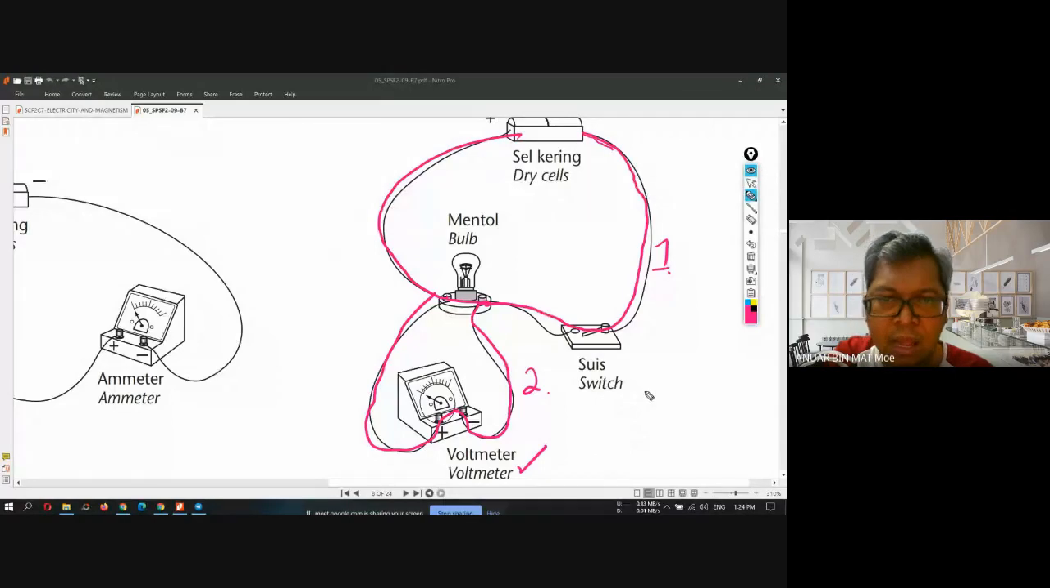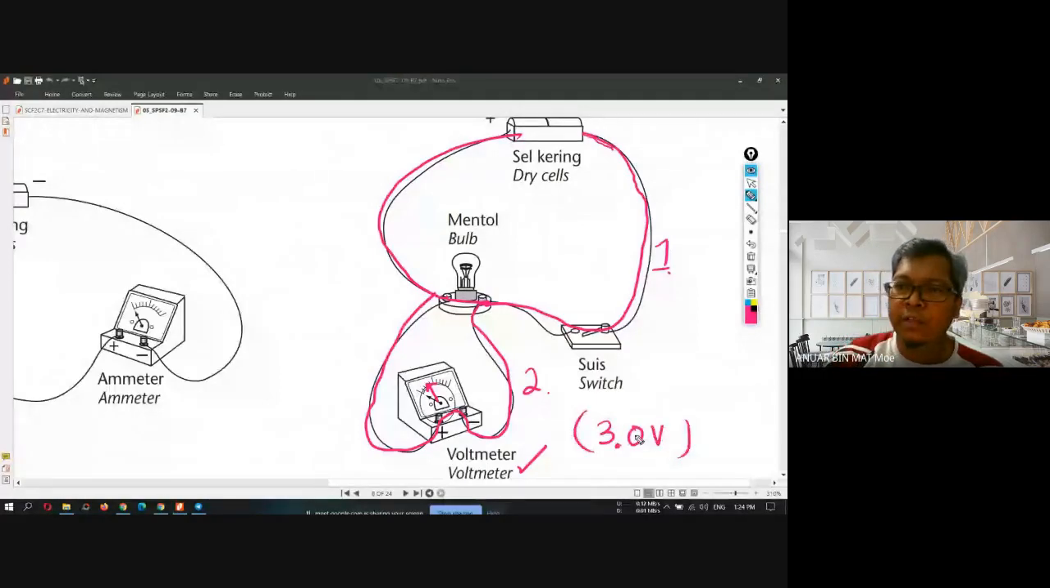Okay, class, this is how you want to measure with the voltmeter. So there is a reading here. When you connect it correctly and switch on the power, there will be a reading here, and the reading is about 3 volt. Because we have the dry cell over here.